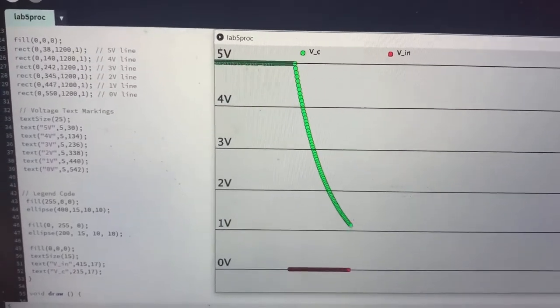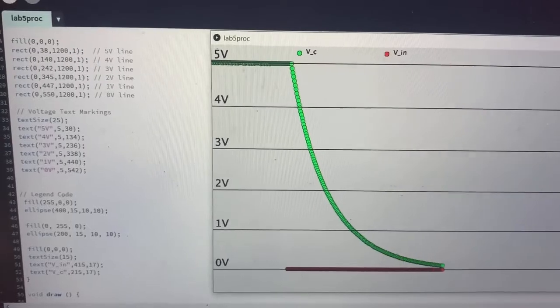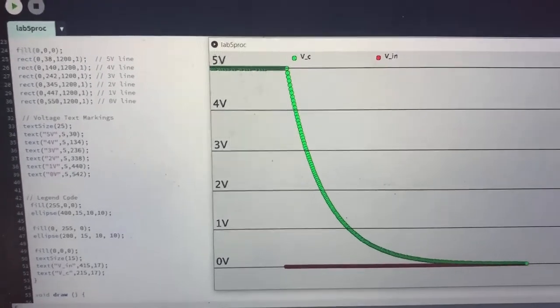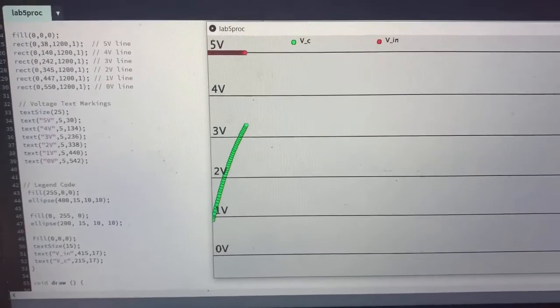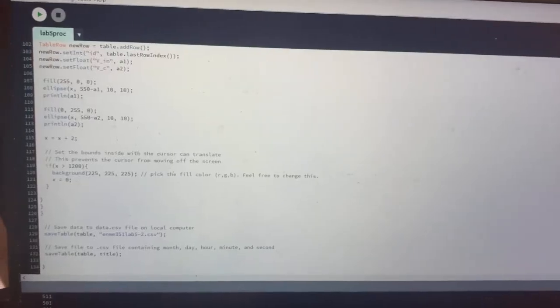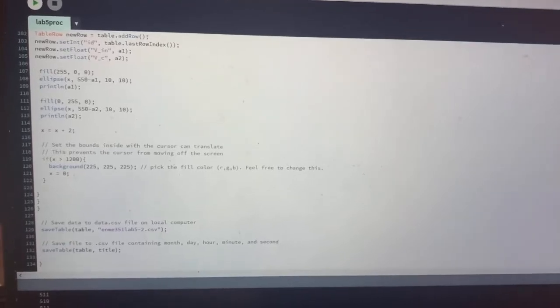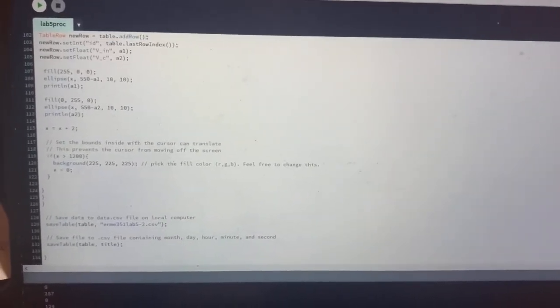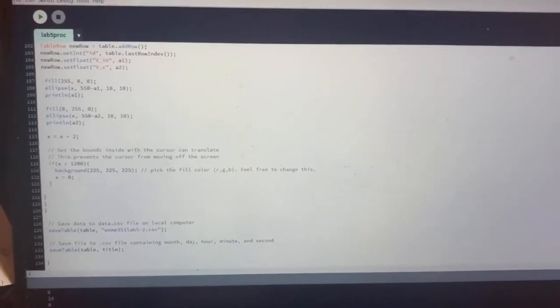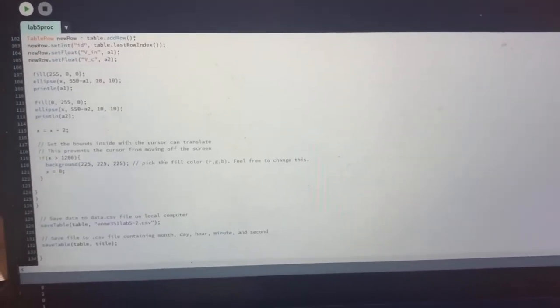I added a legend at the top of the screen that has a green dot signifying that the green pattern on the oscilloscope refers to the voltage across the capacitor and that the red refers to the voltage in. So at the bottom of my processing code, I have a line that will save my tabular data to a CSV file for importation into a program like MATLAB once I stop the data collection in the processing window.